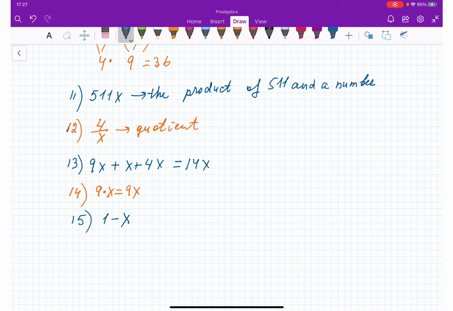Next, a number less 13. Now our number is x, less 13, so x minus 13. Yes? 17. The quotient of 10 and x. The quotient of 10 and x is 10 over x, or we can write 10 divided by x. Next.